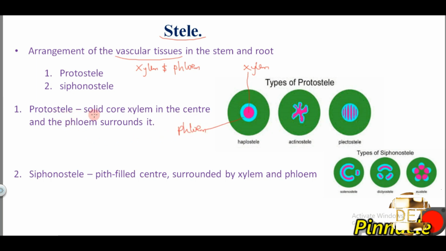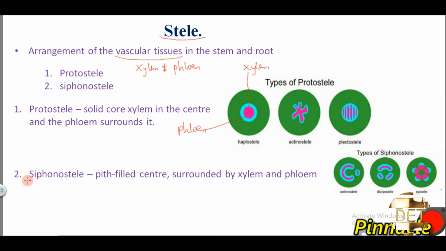The protostele is a form of stele that consists of a solid core xylem in the center, and the phloem surrounds it. You can see this in each of these examples. These are the various types of protostele that we have: the haplostele, actinostele, and plectostele.